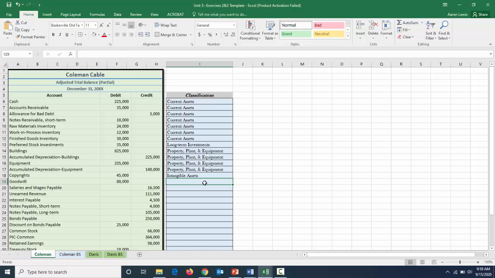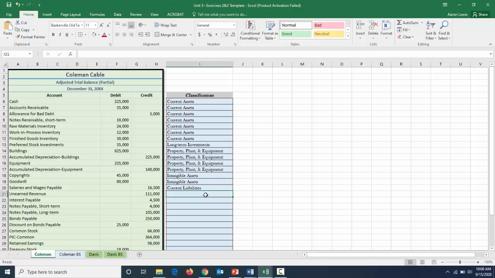Those things have value to our company, but again, they don't have a physical form and they're not financial in nature. They're not stocks and bonds. So goodwill is always going to be an intangible asset as well. The next thing we have is our salaries and wages payable. And I think our employees are going to expect us to pay them within the next year. And we owe them this money, so it's a liability. And since we have to pay it within the next year, it is a current liability.